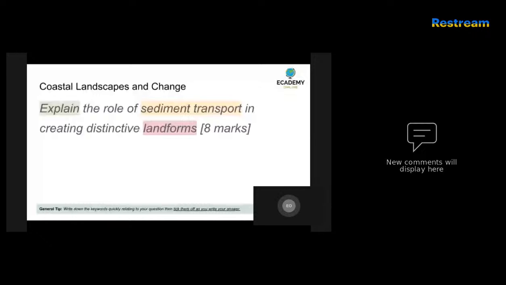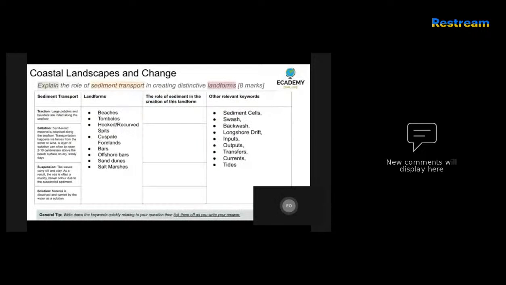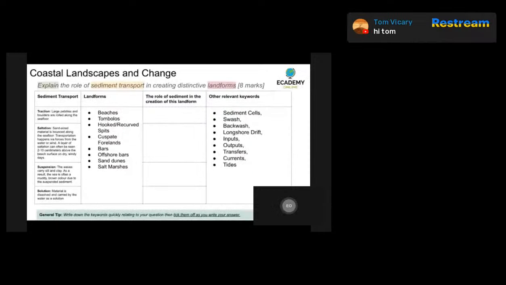So make sure that you understand what sediment transport is. There are 4 different types: traction, saltation, suspension, solution. And then the landforms, which you've got quite a few to choose from. Now in this exam, you don't have to talk about every single one of them. You can pick out maybe 2, 3, maximum 4. 3 should be sufficient as long as you're explaining them in detail in context of sediment transport.